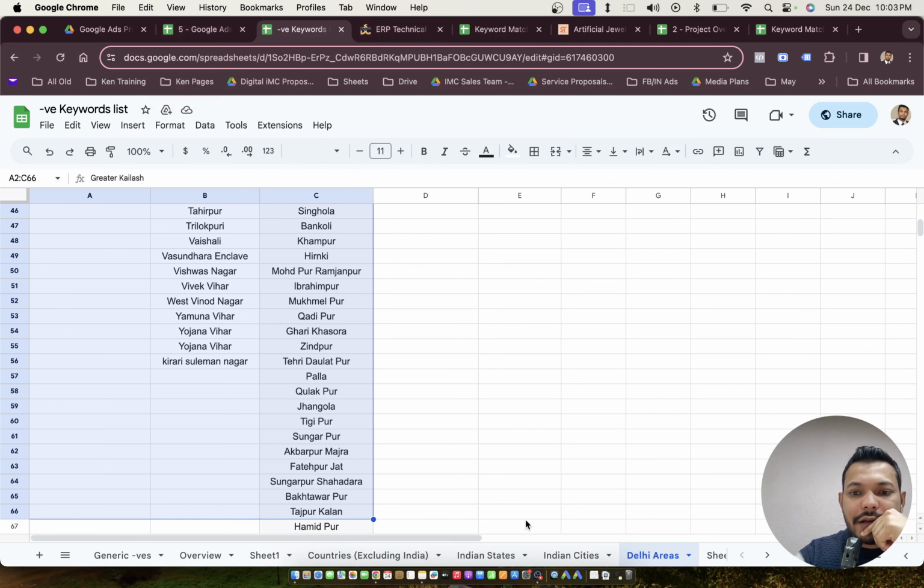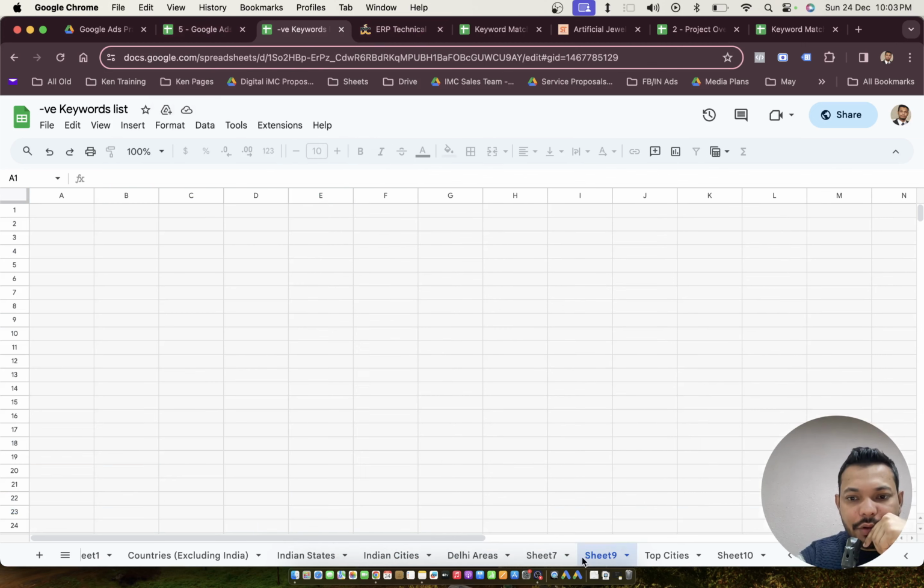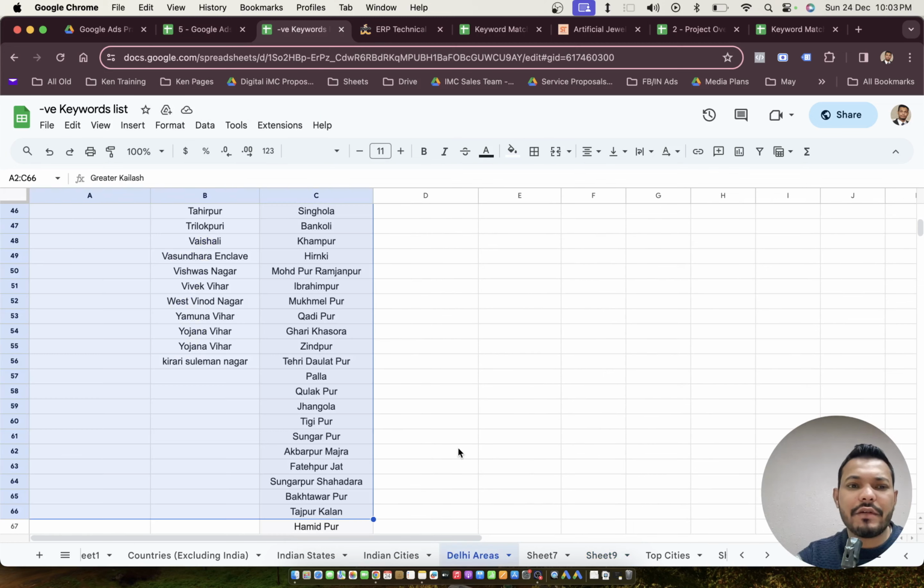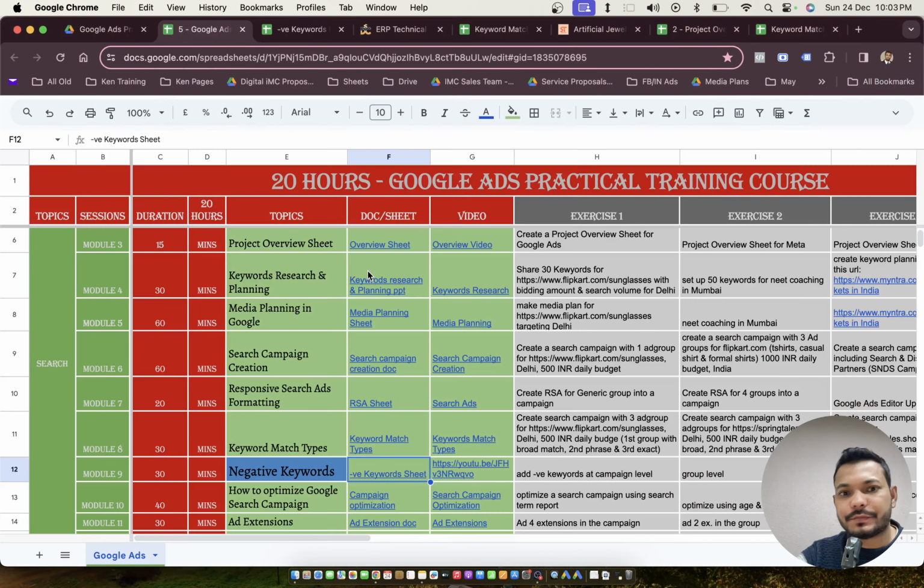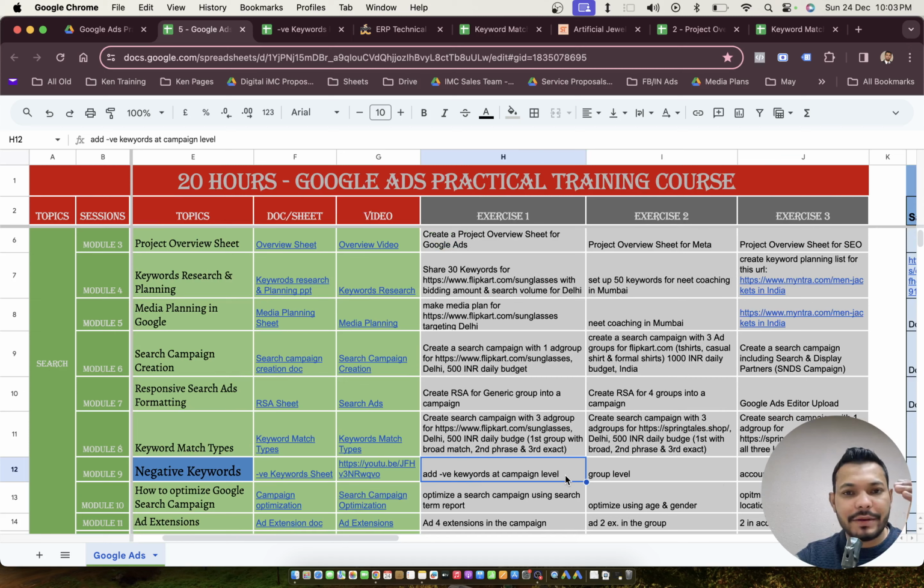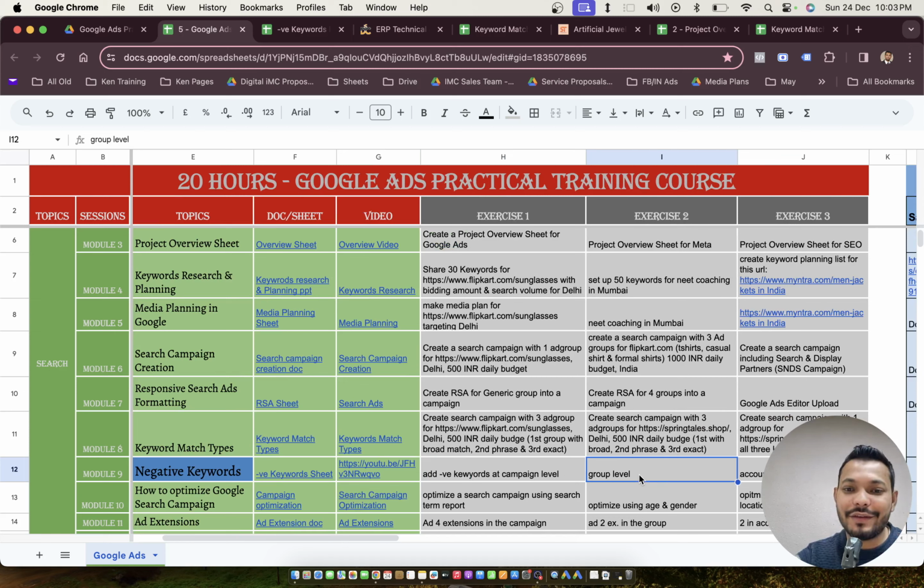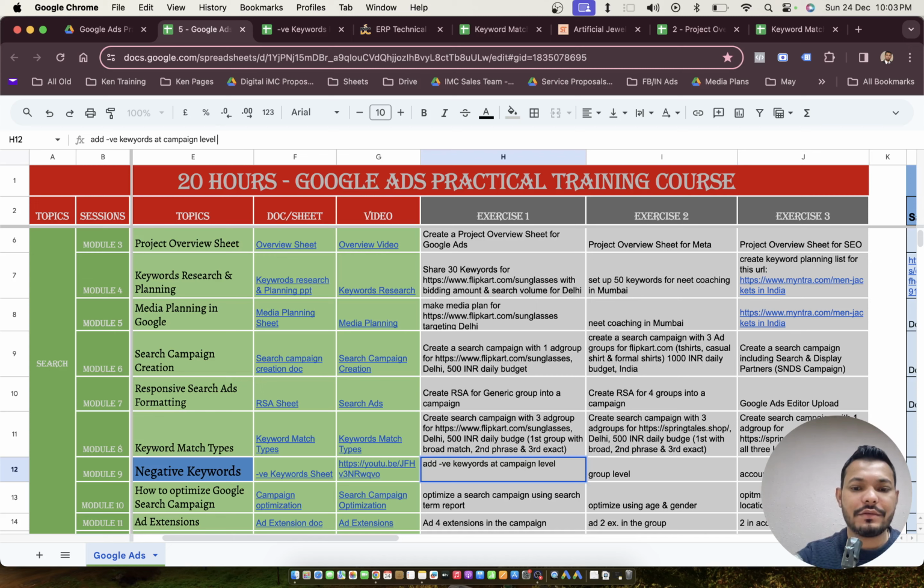Now, I guess here we have covered most of the parts of the negative keywords. So let's talk about the exercises. Now, what I want from you is to add negative keywords at the campaign level as exercise number 1, then add negative keywords at the group level and add negative keywords at the account level. So maybe you go through the search terms at the campaign level. If not search terms, you can do it directly.